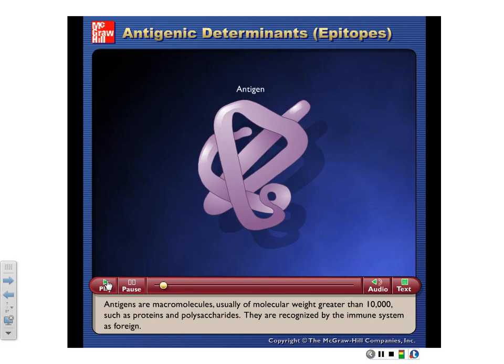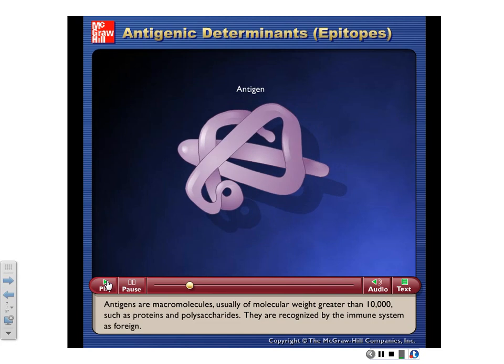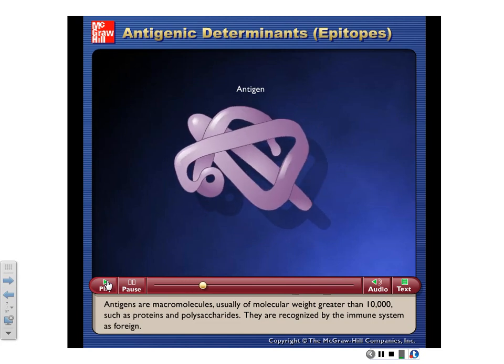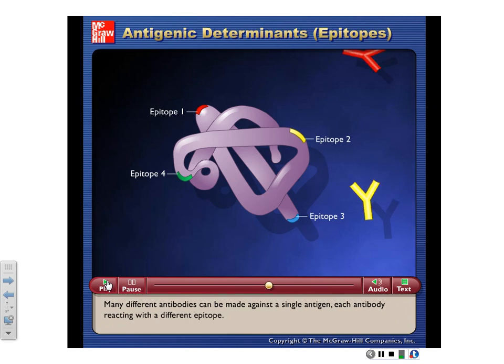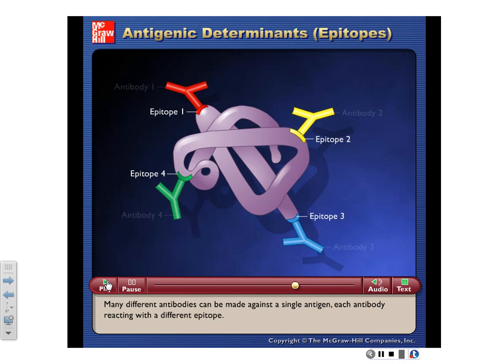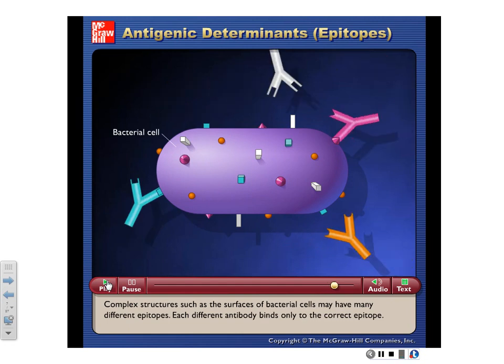Antigens are macromolecules, usually of molecular weight greater than 10,000, such as proteins and polysaccharides. They are recognized by the immune system as foreign. Individual antibodies are not made against the entire antigen molecule, but rather to particular chemical groups on the molecules known as antigenic determinants, or epitopes. Many different antibodies can be made against a single antigen, each antibody reacting with a different epitope. Complex structures, such as the surfaces of bacterial cells, may have many different epitopes. Each different antibody binds only to the correct epitope.